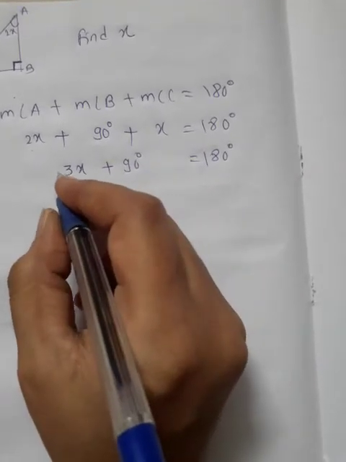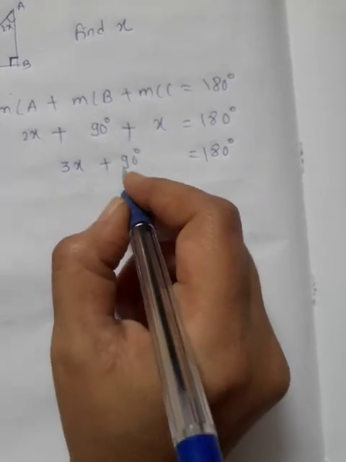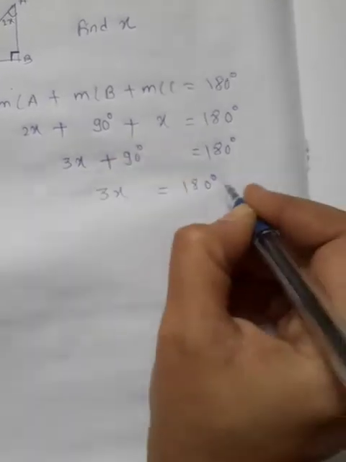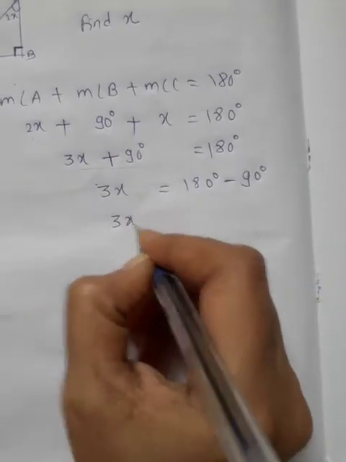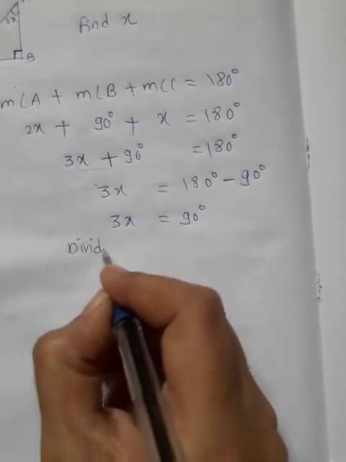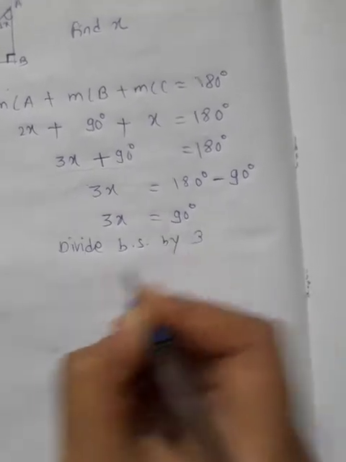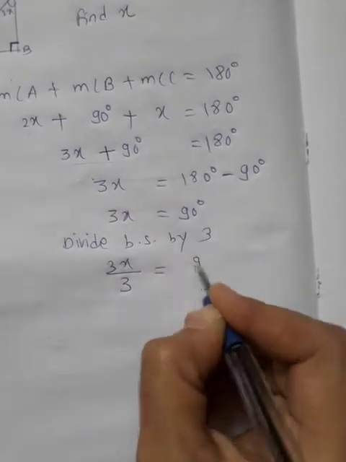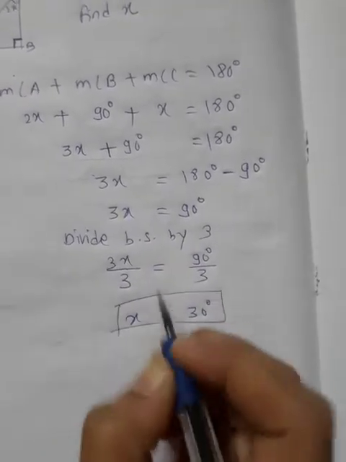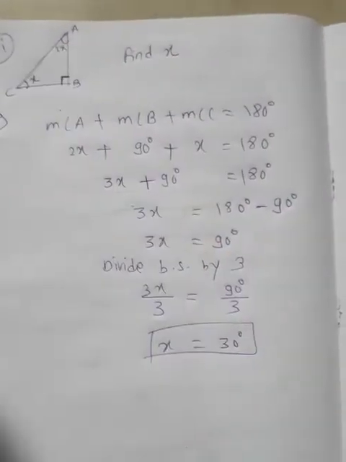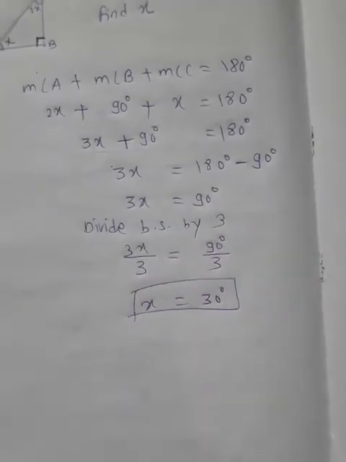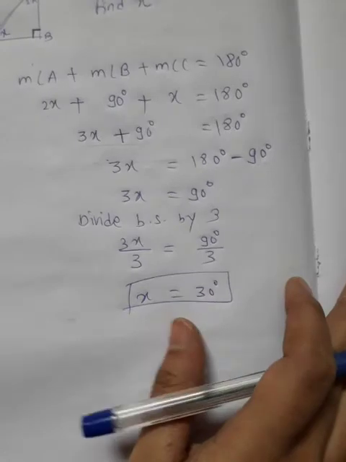Now, we know how to solve a simple equation. To get 3x alone, we transpose 90 degrees to the RHS. On transposing, its sign gets changed. So 3x is equal to 90 degrees. To get x alone, we have to remove this 3, so divide both sides by 3. 3x upon 3, 90 degrees upon 3. The 3 gets cancelled. x is equal to 30 degrees. So the value of x is 30 degrees. Like this you can find unknown angles, unknown x.